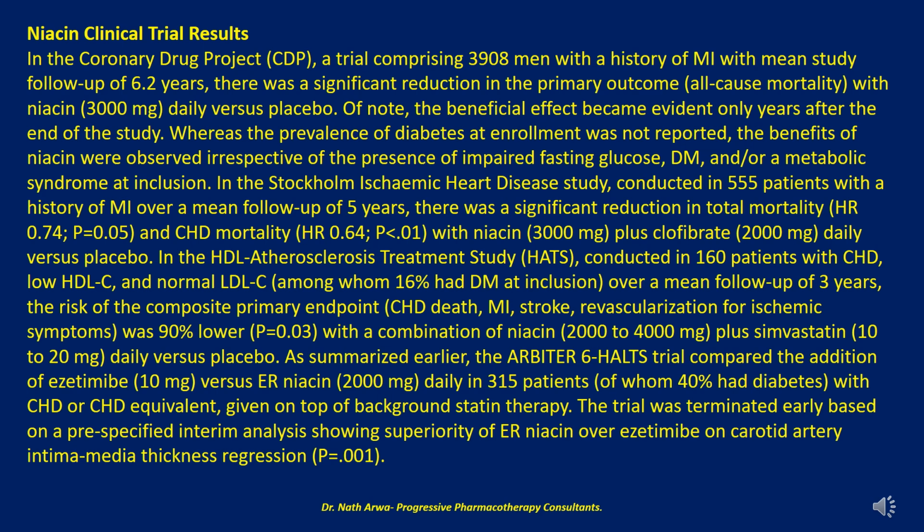As summarized earlier, the ARBITER 6-HALTS trial compared the addition of ezetimibe, 10 mg, versus niacin, 2,000 mg daily, in 315 patients, of whom 40% had diabetes, with coronary heart disease or coronary heart disease equivalent, given on top of background statin therapy. The trial was terminated early based on a pre-specified interim analysis showing superiority of niacin over ezetimibe on carotid artery intima media thickness regression, with a p-value equal to 0.001.